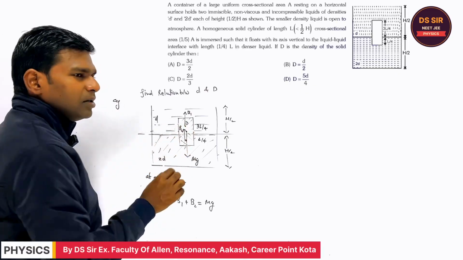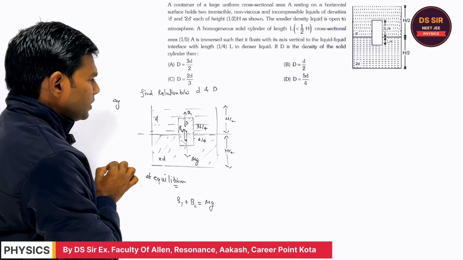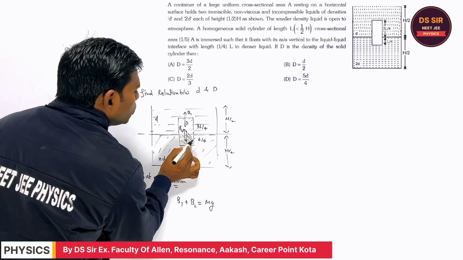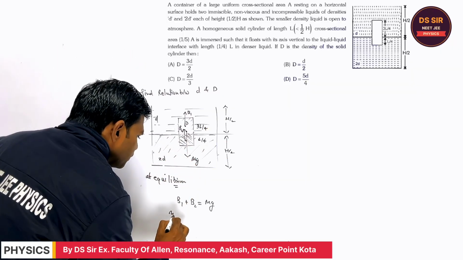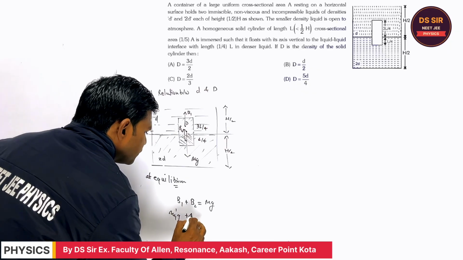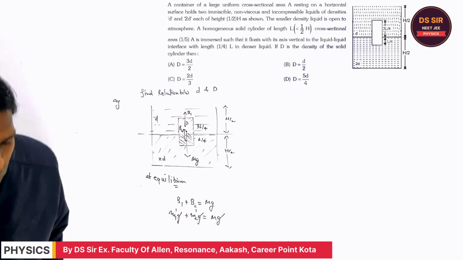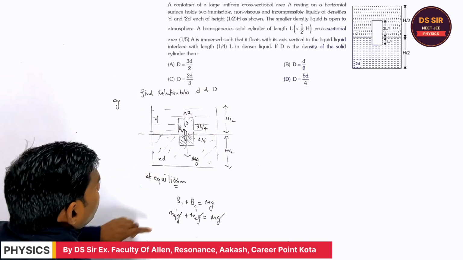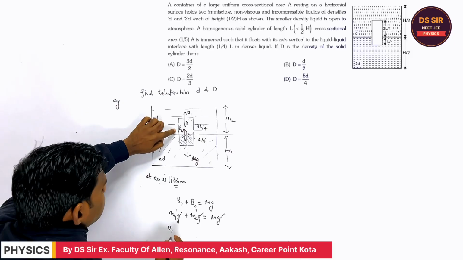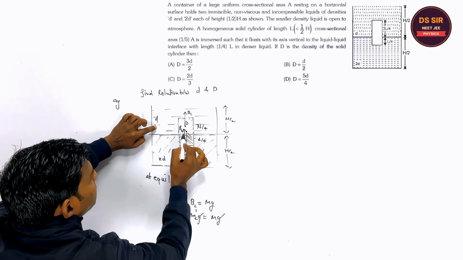What is the B1? It is the weight of the liquid displaced by this volume, right? And what is the B2? It is the weight of the liquid displaced due to this volume. So M1' g plus M2' g is equal to capital Mg. So I think g will cancel out. So what is the M1'? M1' is the mass, which is equal to volume into density. Whose density? Which is d or 2d?